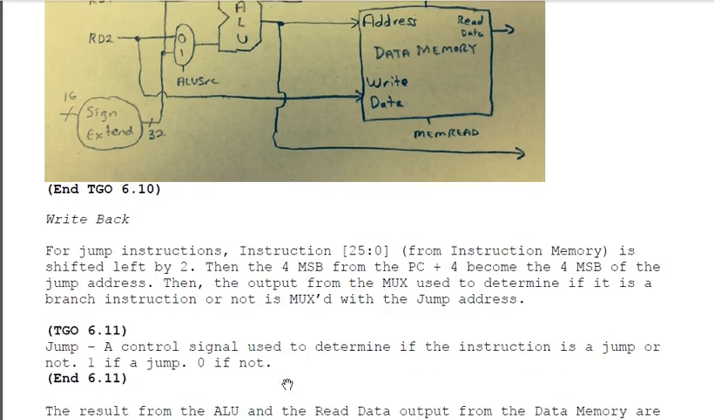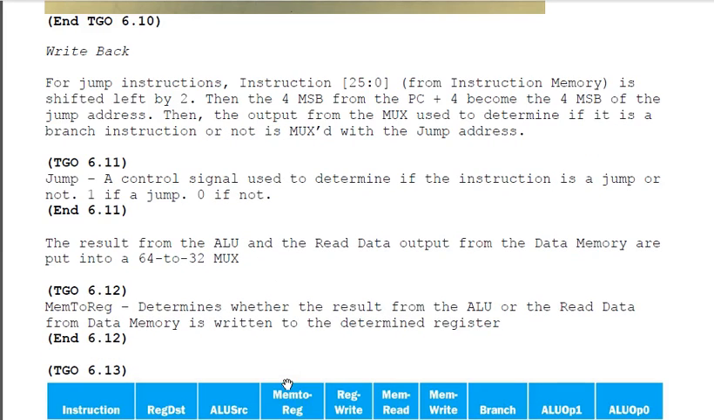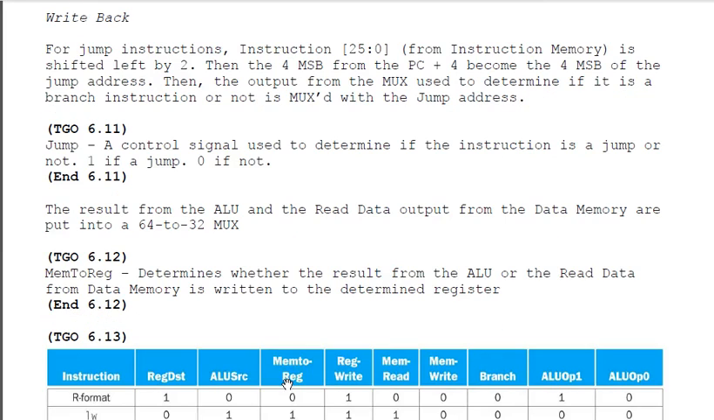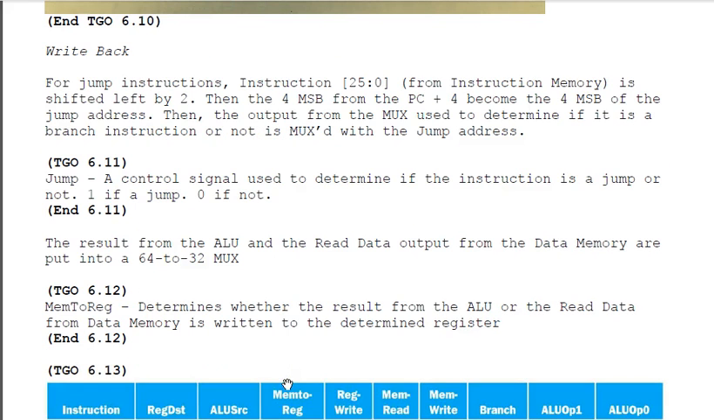Okay. So the last stage is write back. So for jump instructions, we're taking that 25 to 0. We shift left by 2 because, what, class? Byte addressing. Very good. So if we have byte addressing now, if we have 25 to 0, then this is 26 bits. We shift left by 2, so now we have 28 bits. But we need a 32-bit address, correct? So we have to account for these other 4 bits.